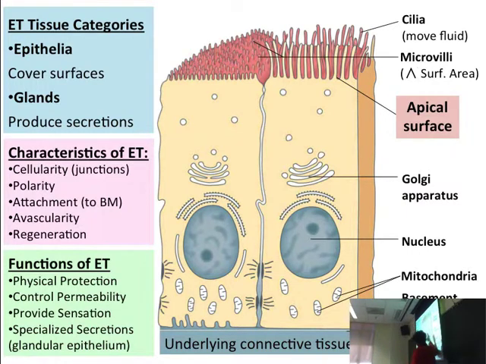Epithelia has polarity. Is this new to anybody? Has anybody here had this material before? Some of you are familiar with this concept. So there's the notion that a cell has an apical and a basolateral surface, a top and a bottom. There's sort of a directionality to epithelial cells. Not all cells are like that.